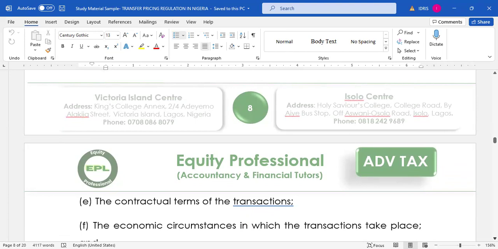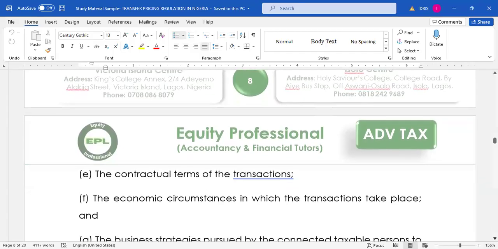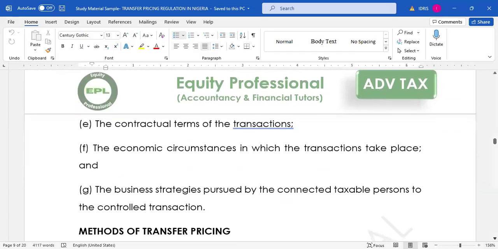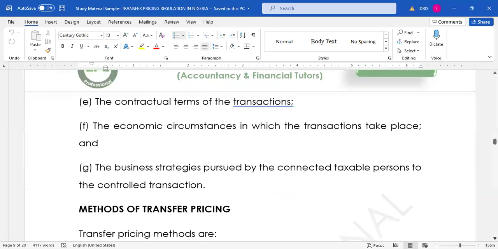The contractual terms of the transaction is also another factor to be considered. The economic circumstances in which the transaction is taking place is also another factor to be considered. The business strategy pursued by the connected persons to the controlled transaction is also another factor to be considered.